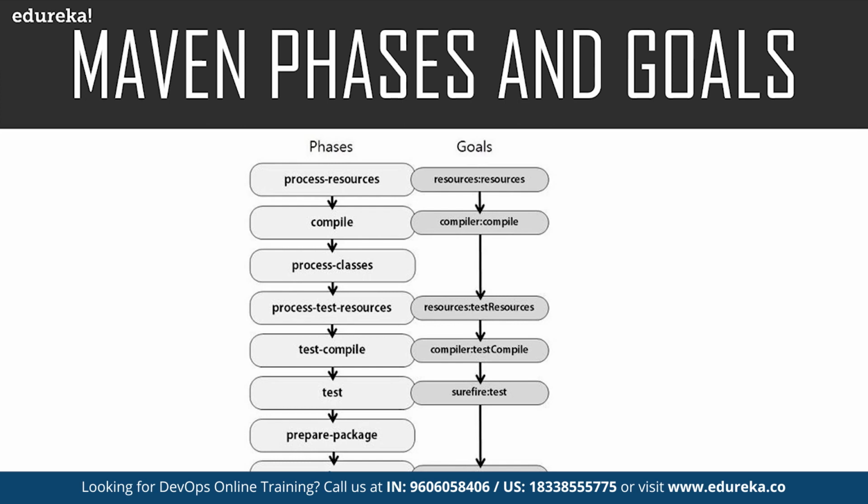We can directly invoke a specific goal while Maven execution. A plugin configuration can be modified using the plugin declaration. For example, compiler plugin compiles the Java source code. As you can see in this diagram, the compiler plugin has two goals, namely the compile and the test compile. We will get to know more about the plugins in the demo that we will execute in some time.